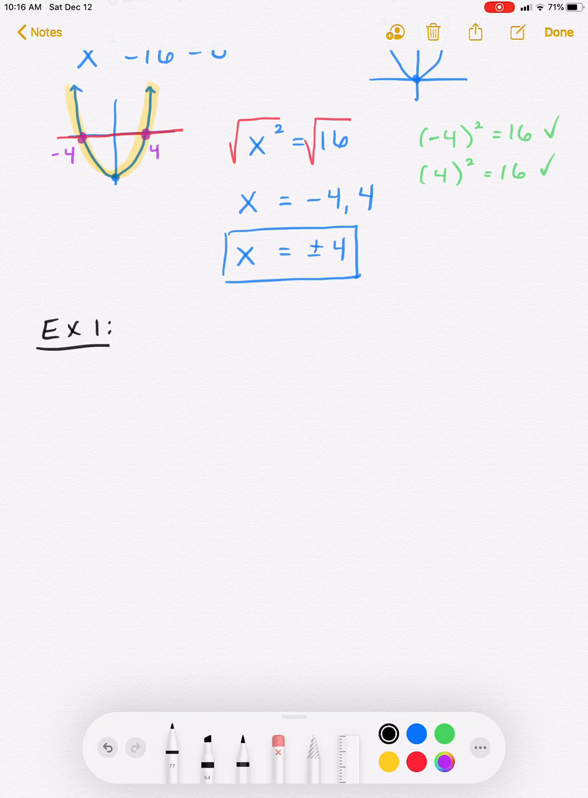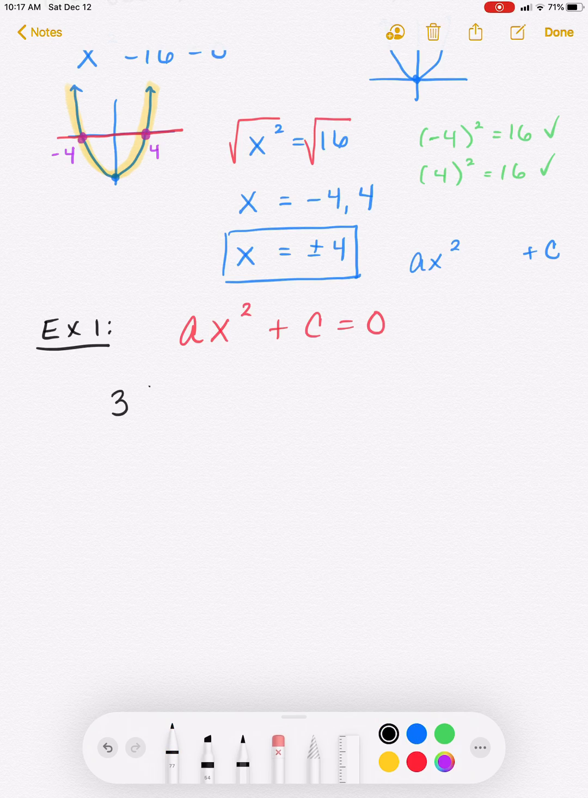All right, example 1. Example 1 is going to be in the form of ax squared plus c is equal to 0. The first case that we can solve using square roots is when it's written in standard form. Recall that standard form looks like this. When you have standard form but you don't have a middle b term, that's a good problem to use square roots for. So here's the problem.